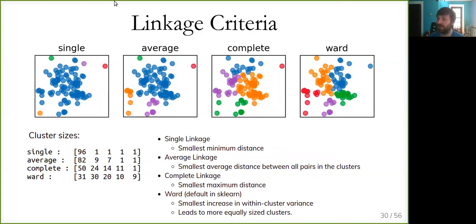So here I have a data set that is not as easily separable as the blobs that I showed earlier, and you can see very clearly the difference between the different linkage criteria. So single linkage is a criterion where you look at the minimum distance between clusters. If you look at two clusters and want to compare their dissimilarity, you look at the points that are closest to each other between the clusters and look at the distance.